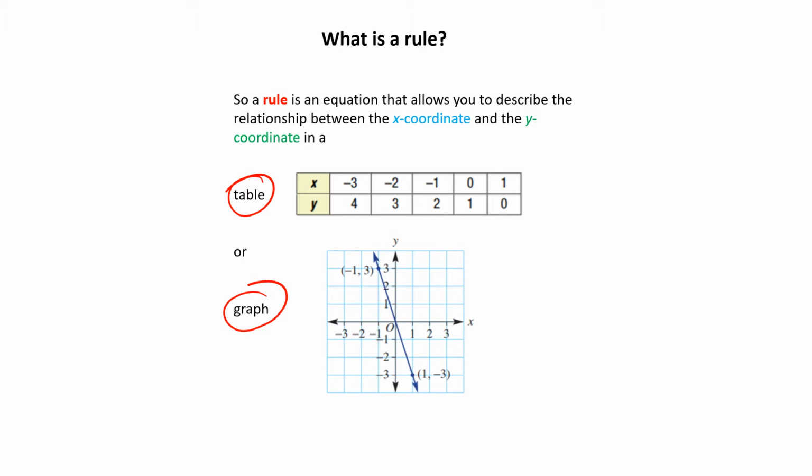Basically, what it's saying is, for this particular one, when x is minus 3, my y would be equal to 4, or when my x is 1, my y is equal to 0. Okay, so that's what our definition here is. Let's go on to what we need.